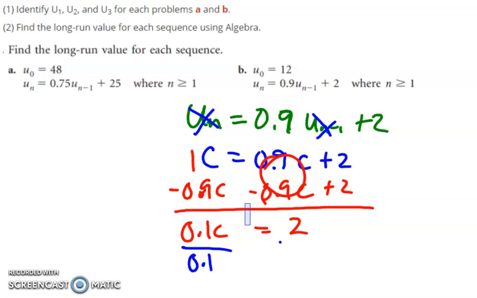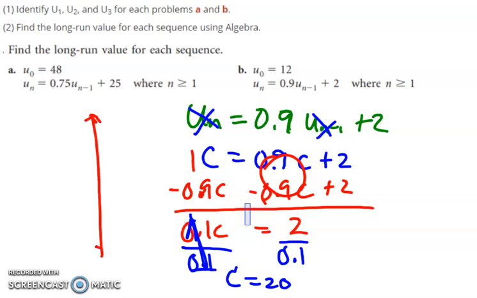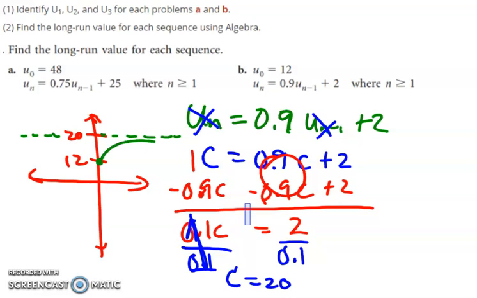Divide both sides by 0.1. You get C by itself, or a value of 1C. So C equals 20. So if we're going to look at the graph of this growth, we're starting at 12, we're going up to 20. We're starting at 12, and it's a growth. And the answers are approaching 20, but again, we'll never get to 20.